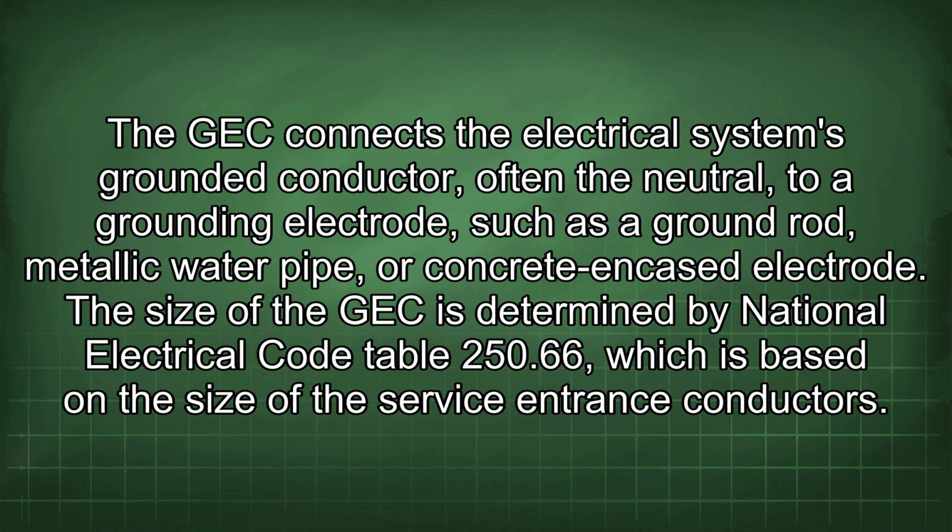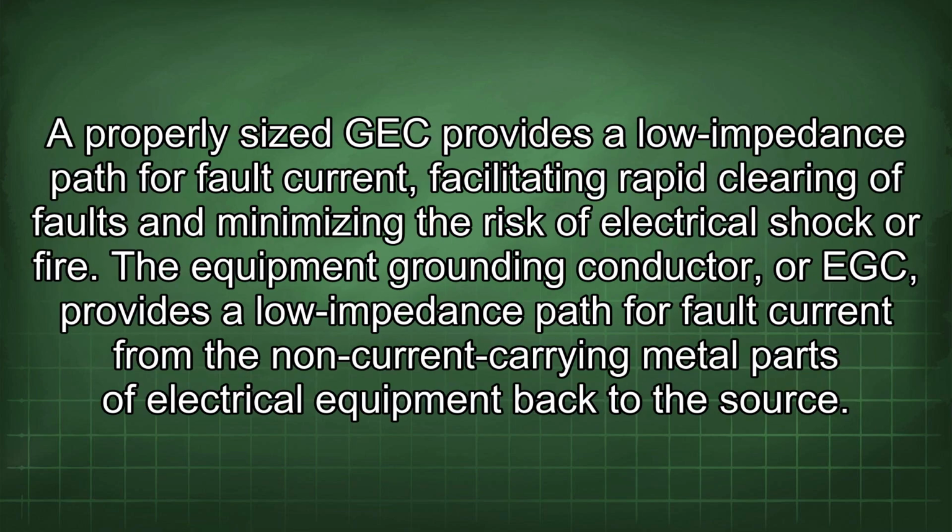The GEC connects the electrical system's grounded conductor, often the neutral, to a grounding electrode, such as a ground rod, metallic water pipe, or concrete encased electrode. The size of the GEC is determined by National Electrical Code Table 250.66, which is based on the size of the service entrance conductors. A properly sized GEC provides a low impedance path for fault current, facilitating rapid clearing of faults and minimizing the risk of electrical shock or fire.